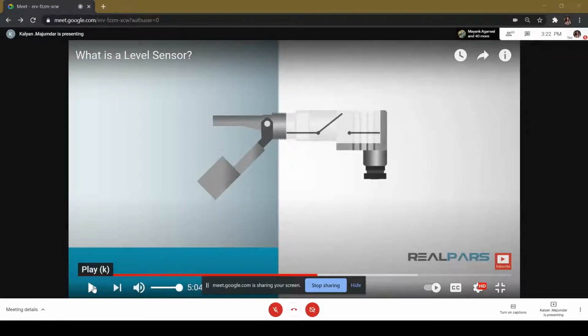It could be just the opposite. In the absence of liquid level, the contact could be closed, and when the liquid level rises to the position of the switch, this could become open. That would become an NC type level switch.